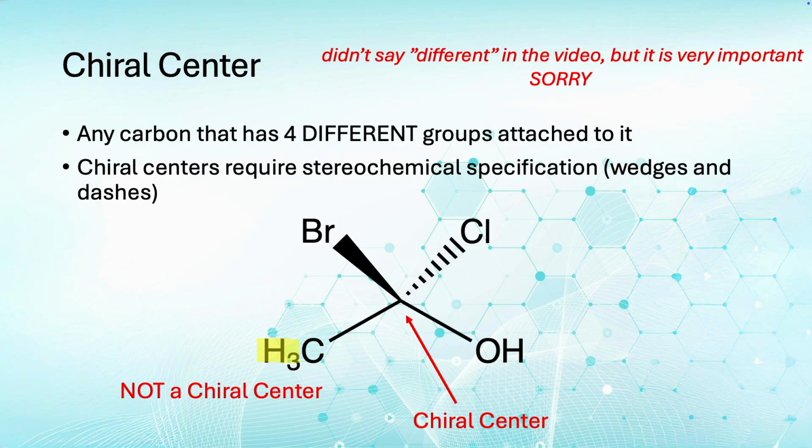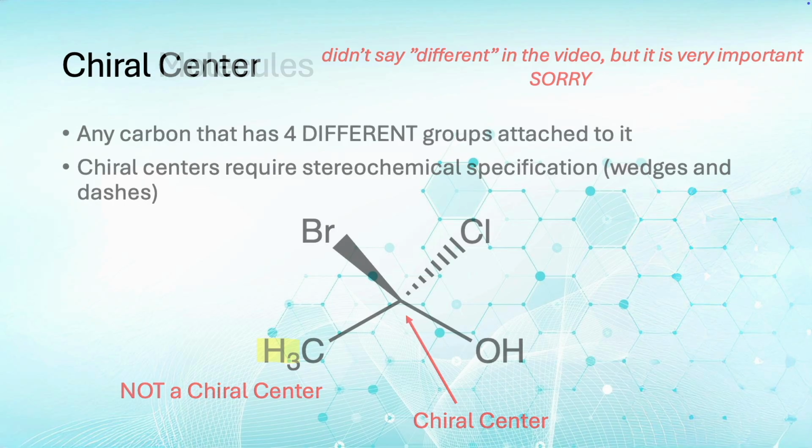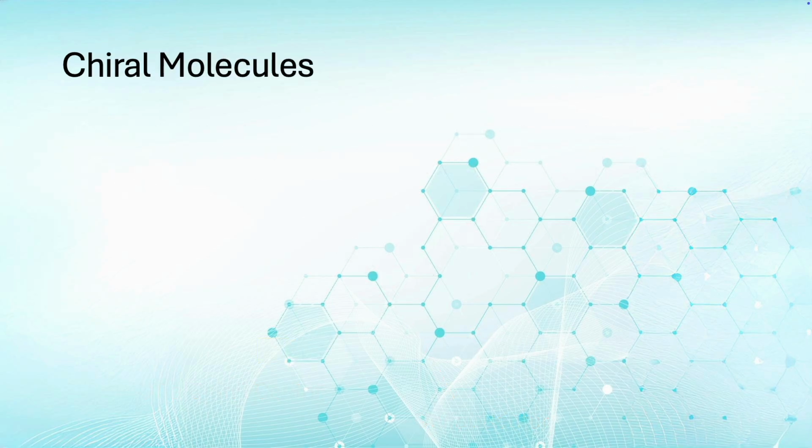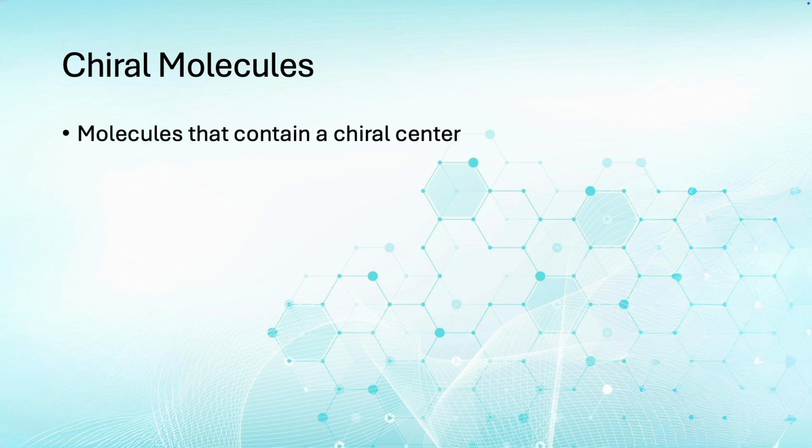Molecules that contain chiral centers are called chiral molecules. We'll soon talk about an exception to this rule, but the definition of a chiral center is useful to remember. This video covered the concepts of chirality and enantiomers. The next video will cover the concept of designations for chiral centers.